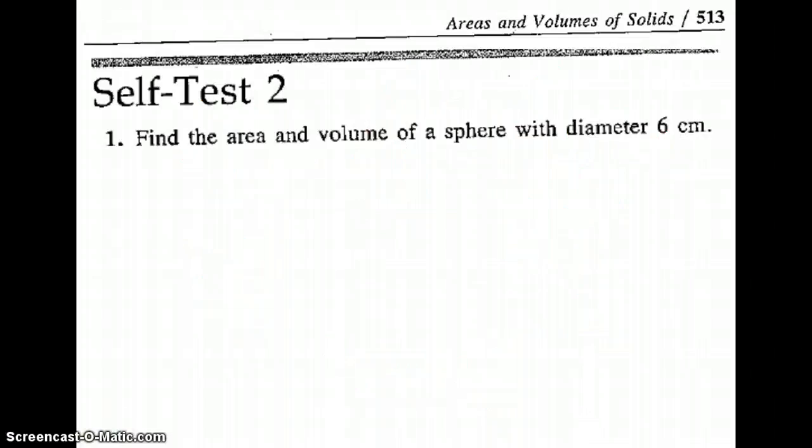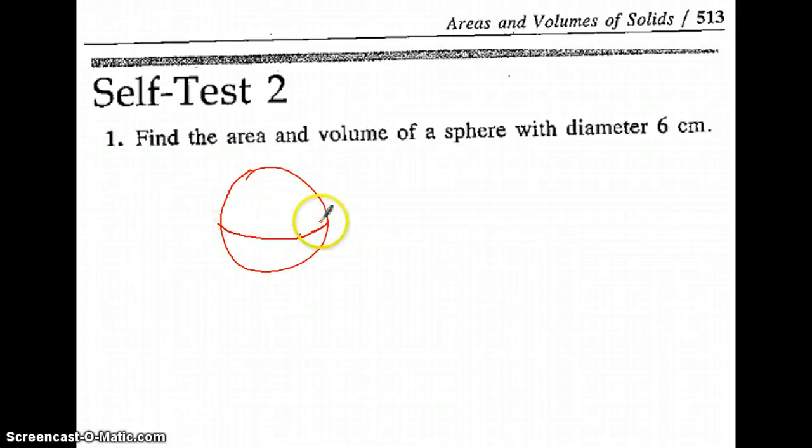All right, so now on to the next thing, which is on page 513, self-test 2. Find the area and volume of a sphere with diameter 6. I'm not even going to write the diameter, I'm just going to write the radius. Radius should be 3.